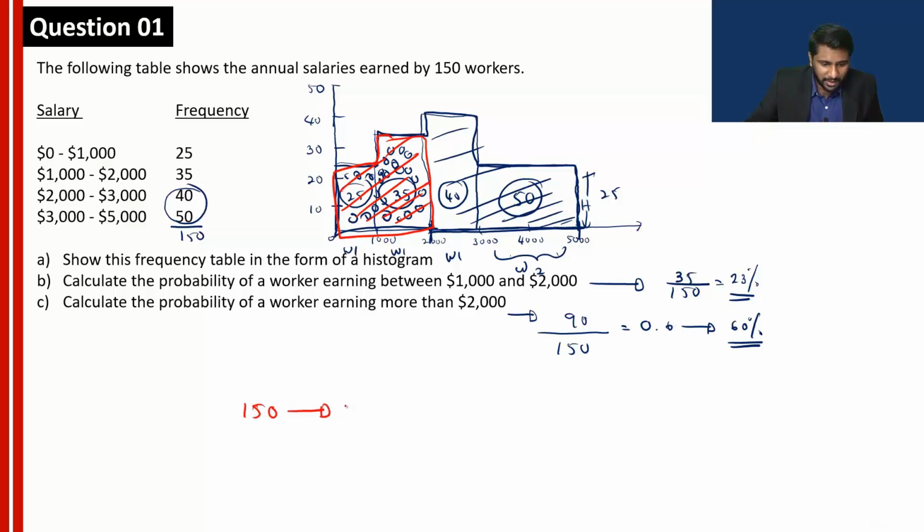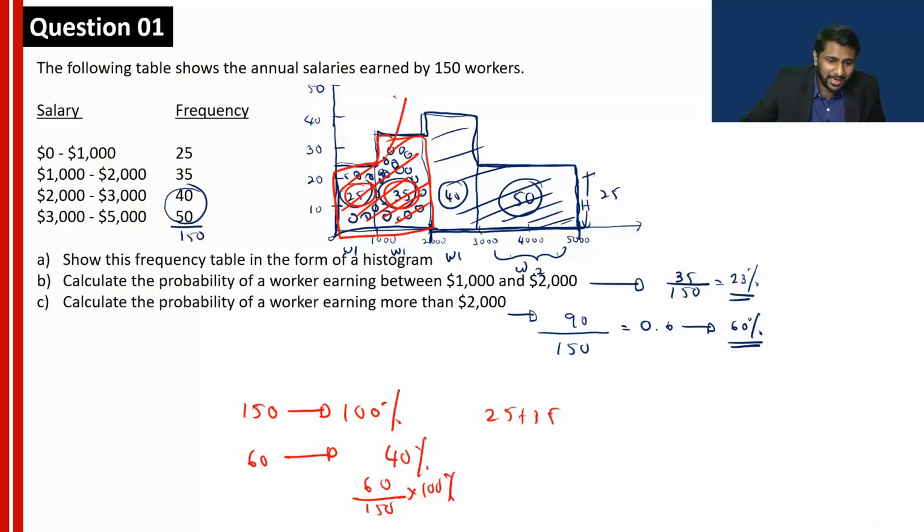150 employees are showing you 100%. Then I want to see this 25 and 35, how much is that? 25 plus 35, how many employees are earning less than 2000? 60 employees. Then how much is 60 employees? That's what I want to find. How can I find it? 60 divided by 150 into 100%. How many percent is that? 40%. That's what I said.